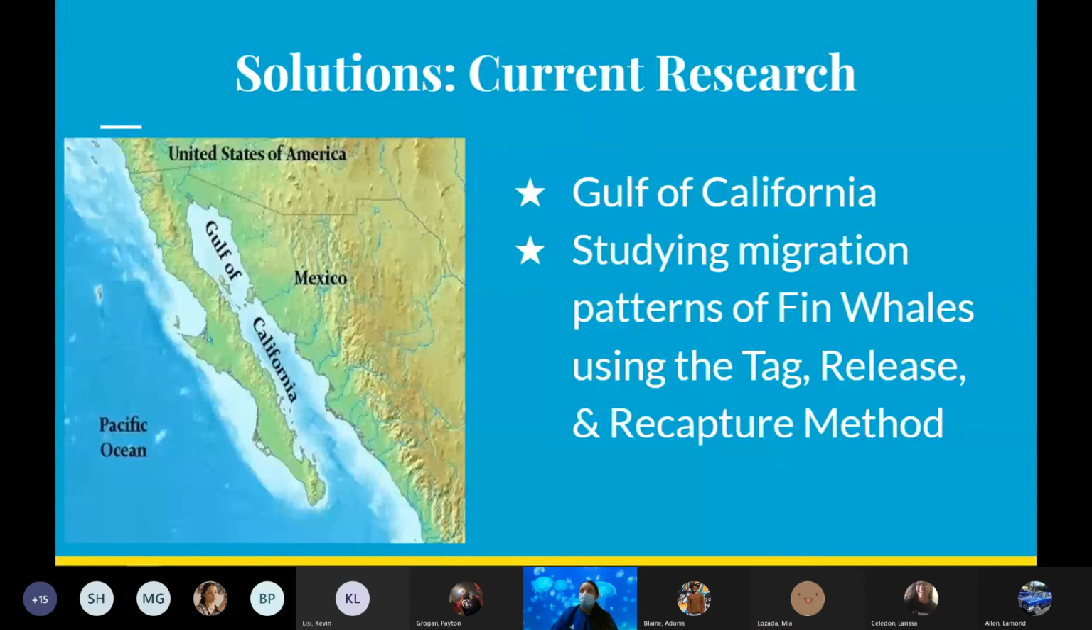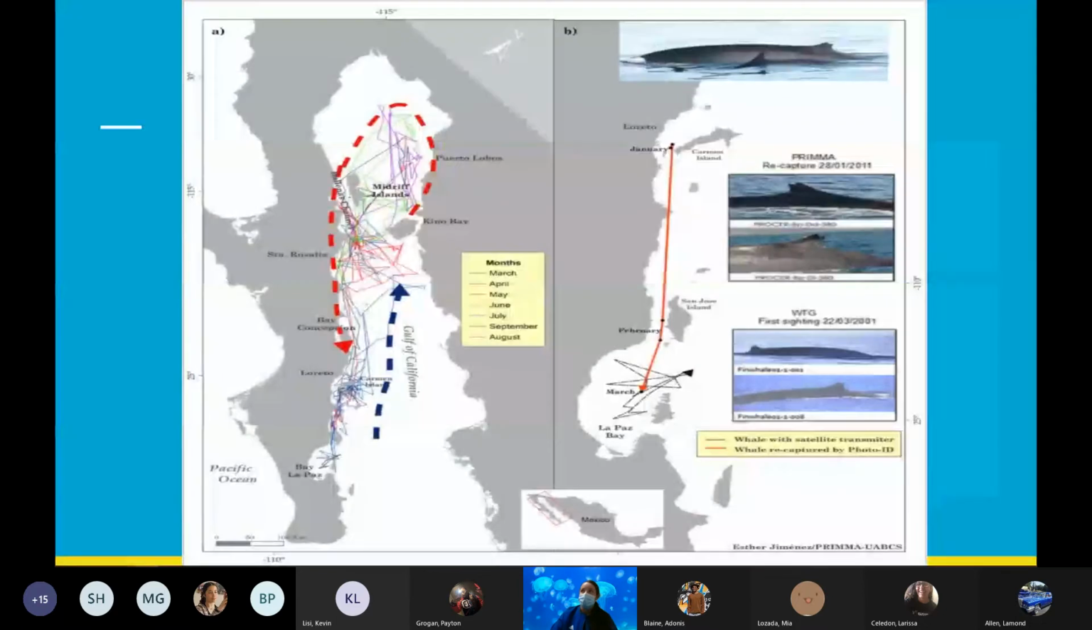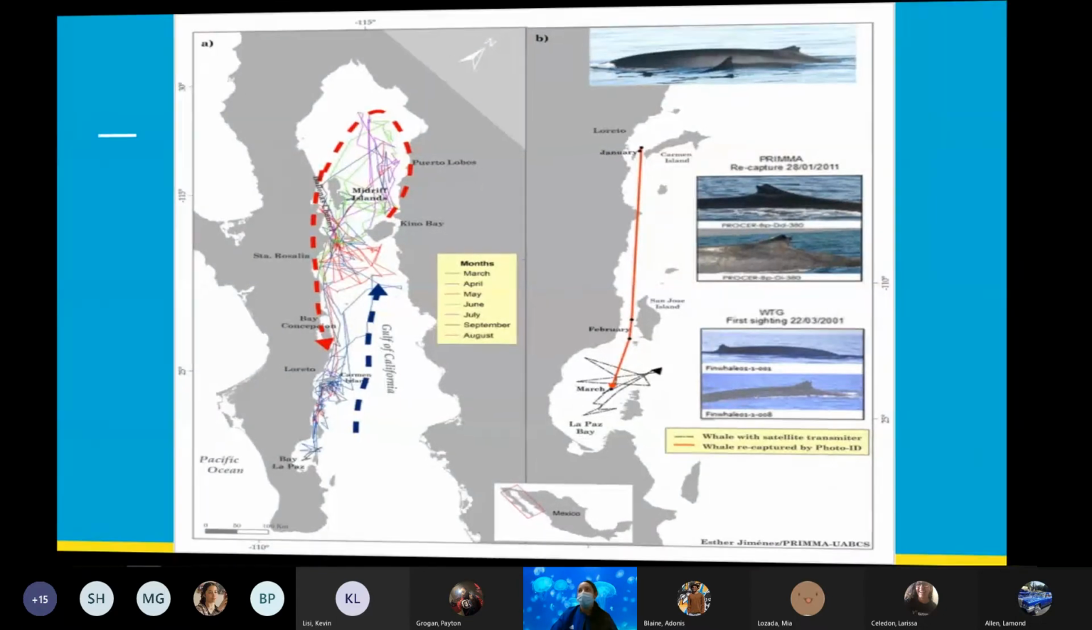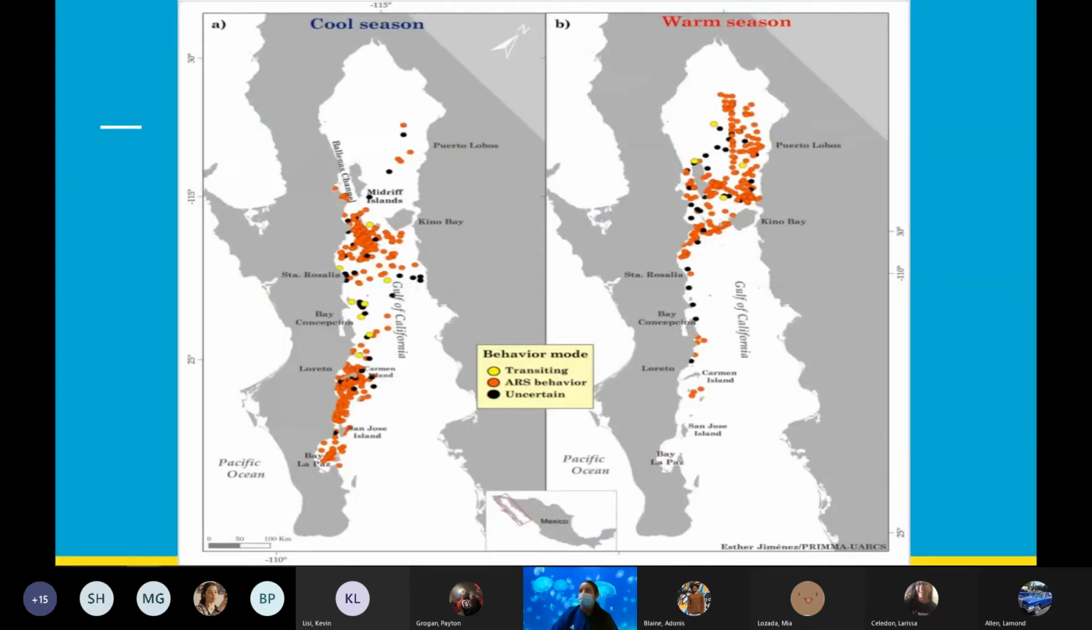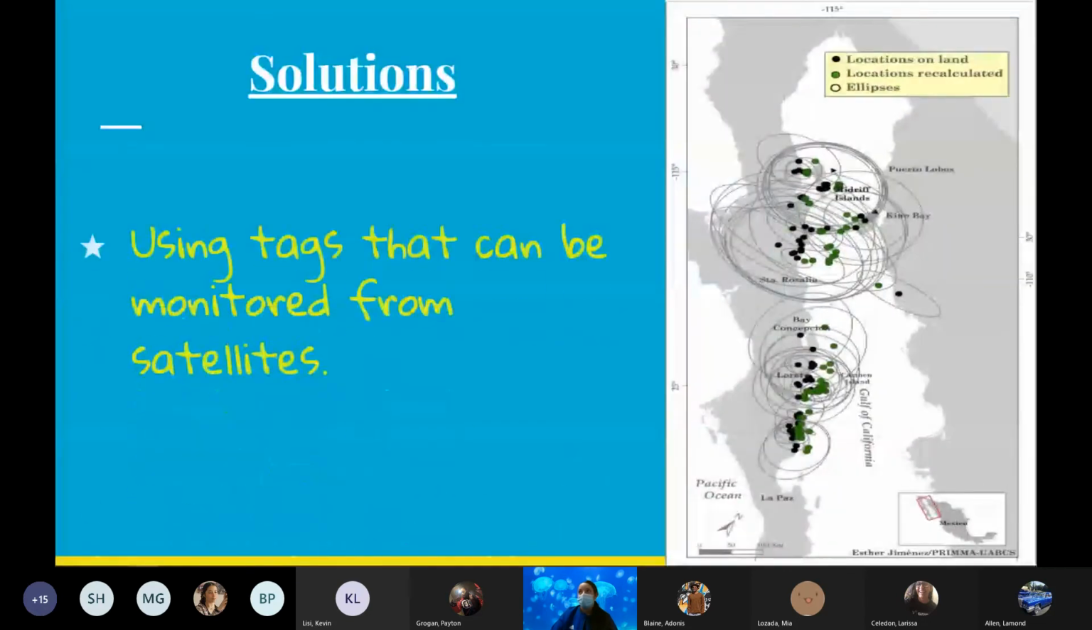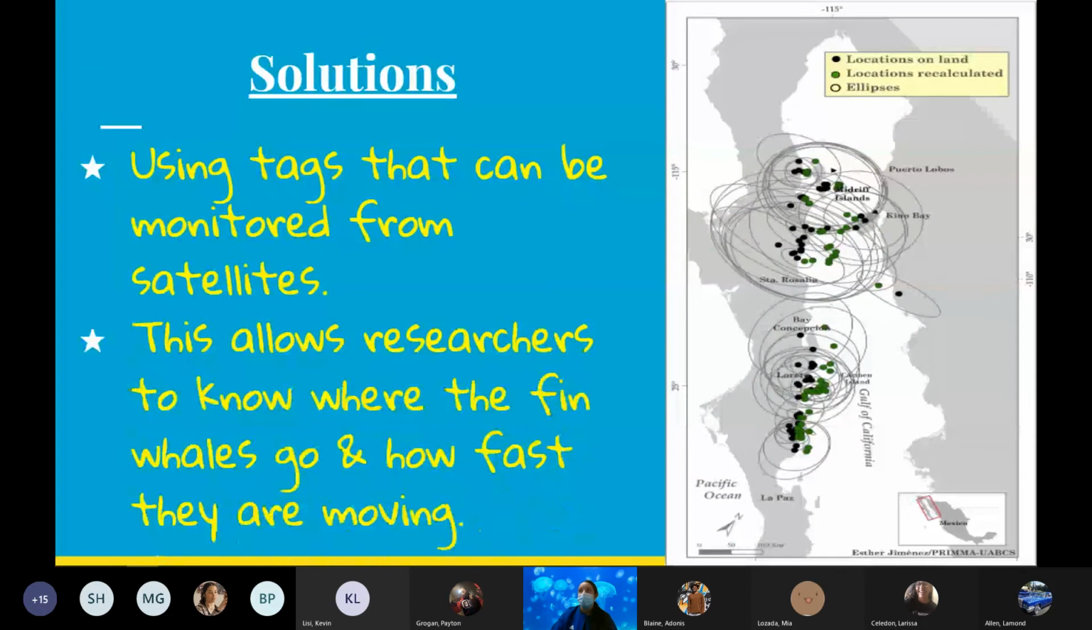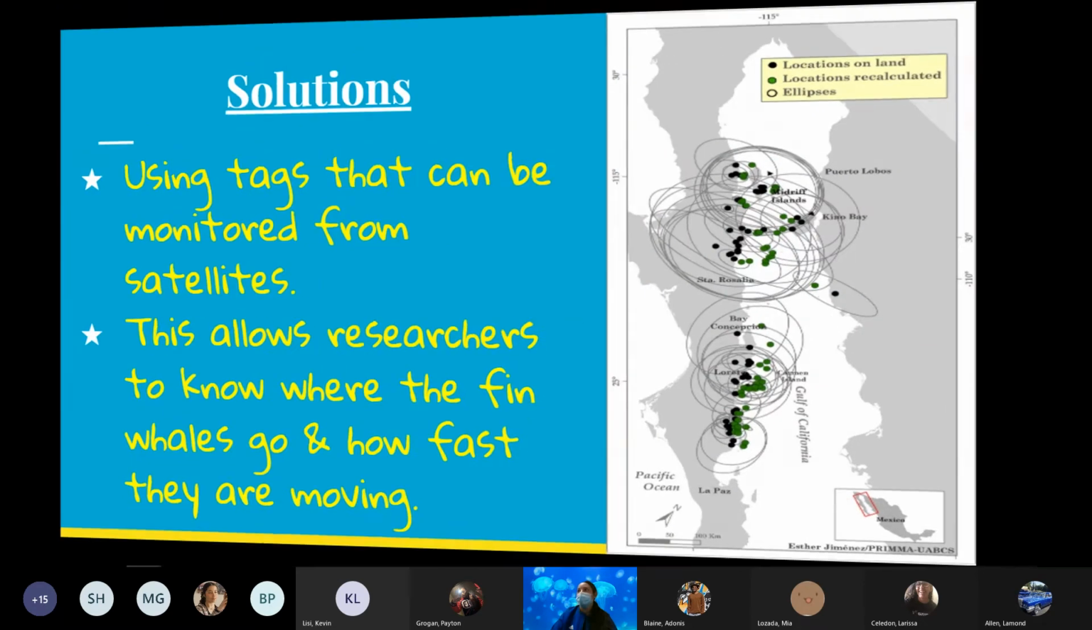What are solutions? Well, I found a research project that's trying to study how they migrate. They'll capture them, they'll tag them, they'll release them. So with that research, they're able to figure out where the whales are going and when they go there and how long it takes them to get there and what time of the year they are there. And depending on weather, so they can figure out where they're going. So they'll use the tags to monitor them and obtain all that information.